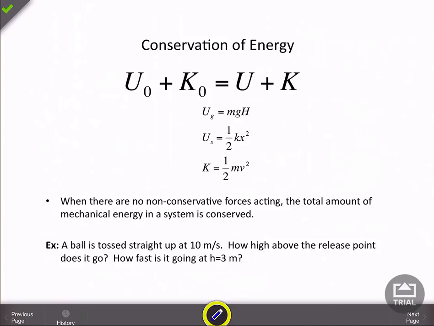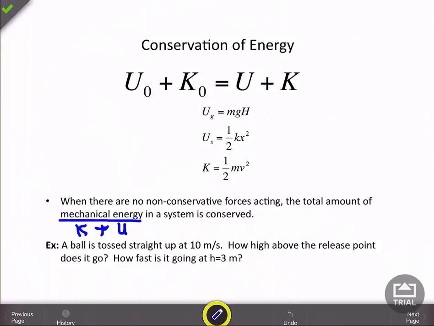Our formula for conservation of energy is a general formula that we're going to be applying to our specific situation. So when there are no non-conservative forces acting, really practically for us, this means in the absence of friction, the total amount of mechanical energy in a system is conserved. Mechanical energy refers to kinetic energy and potential energy. Again, mechanical energy is just kinetic and potential energy. So mechanical energy in a system is conserved when there are no non-conservative forces acting.